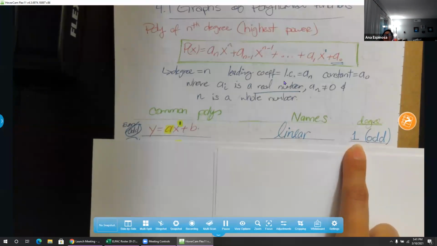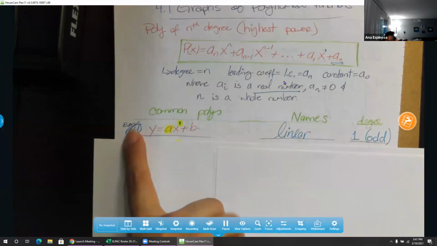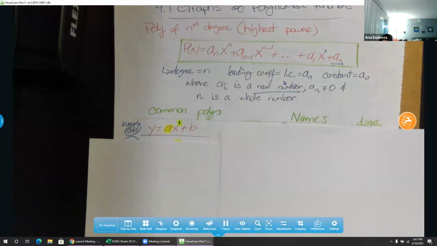When you're looking at degrees, you want to state the number, so the highest power, whatever that is, and you want to state if it's even or odd. So in this case, it is odd, because it's a 1, obviously. And so I have it on the left side, even odd, and I circled odd, and I just rewrote it over here.